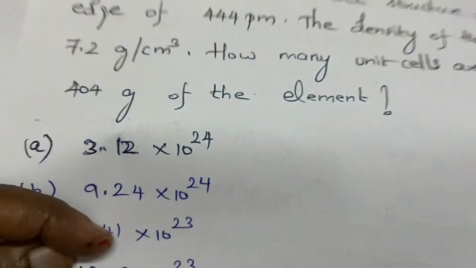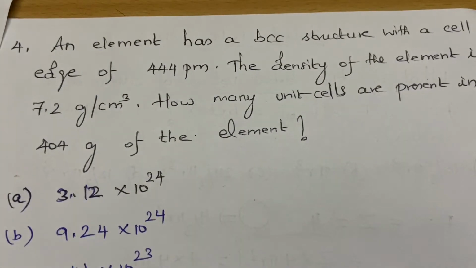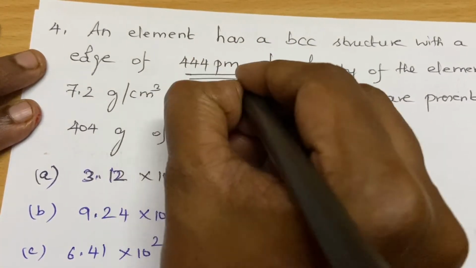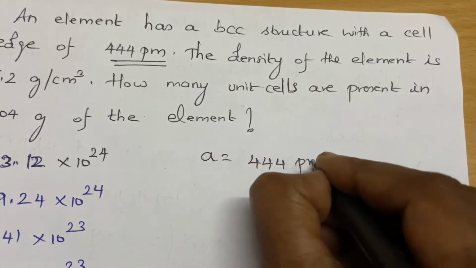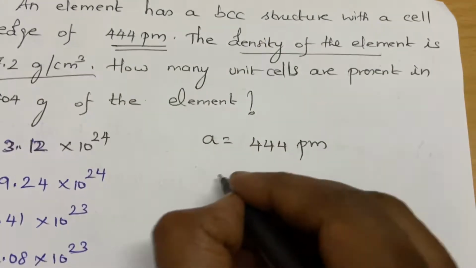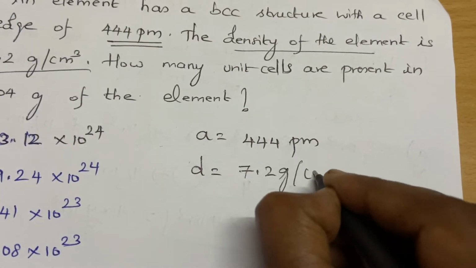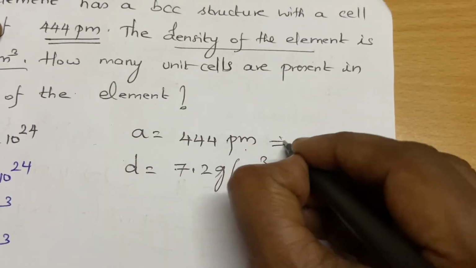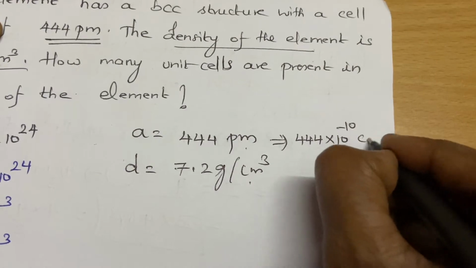Next, B, an element has a BCC structure with a cell edge of 444 picometer. See, the cell edge is given. A is equal to 444 picometer. And density of the element is also given. Density is 7.2 grams per centimeter cube. See here, this is in centimeter cube and this is in picometer. So I'm going to convert this into centimeter cube.